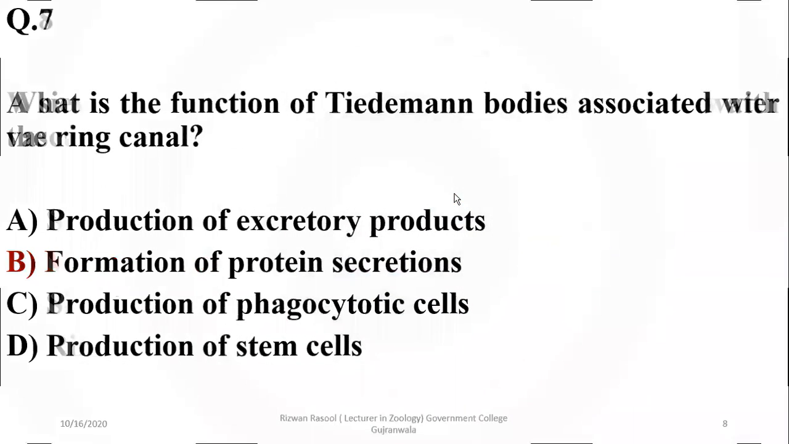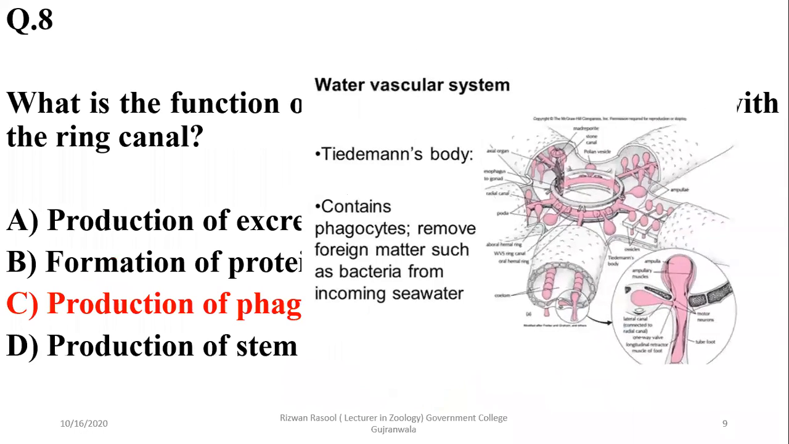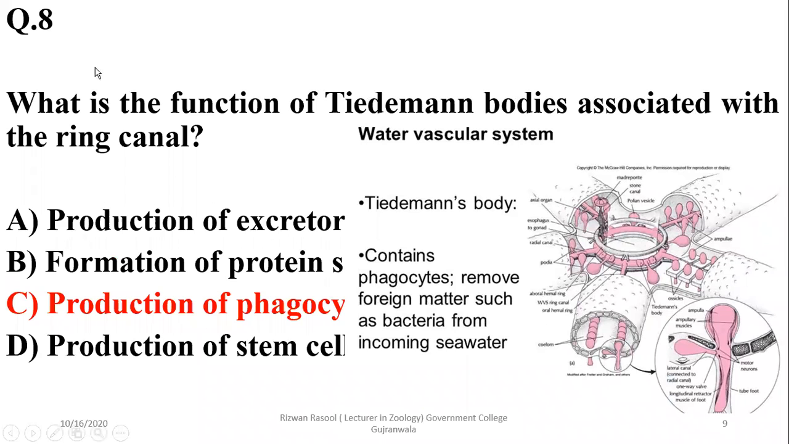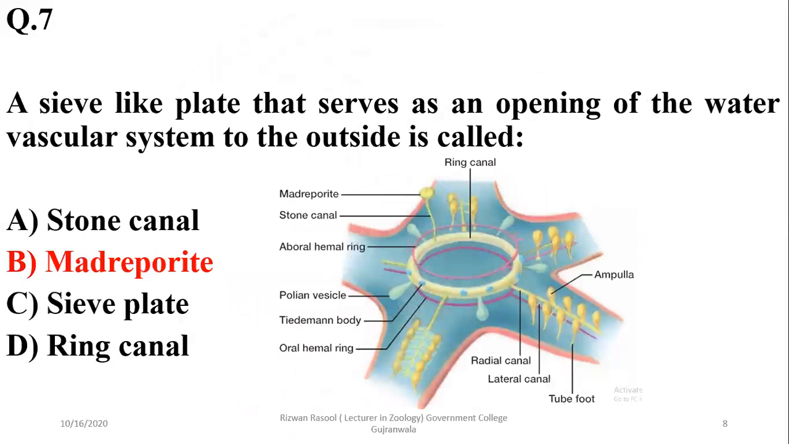Question number 8. What is the function of Tiedemann bodies associated with the ring canal? They are actually concerned with production of phagocytotic cells, and they can be observed over here, which contain phagocytes. They remove foreign matter such as bacteria from incoming water, and they are found in the ring canal of the echinoderm water vascular system. As you can see over here, as in the previous MCQ as well, there are smaller structures usually found associated with the ring canal of the water vascular system, Polian vesicles and Tiedemann bodies.